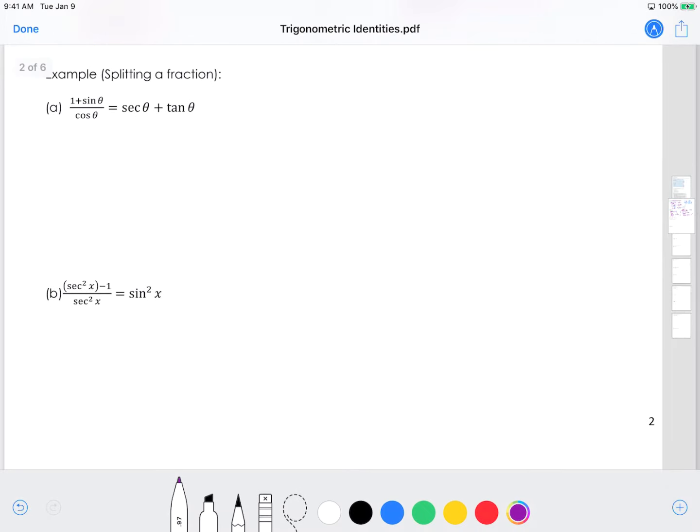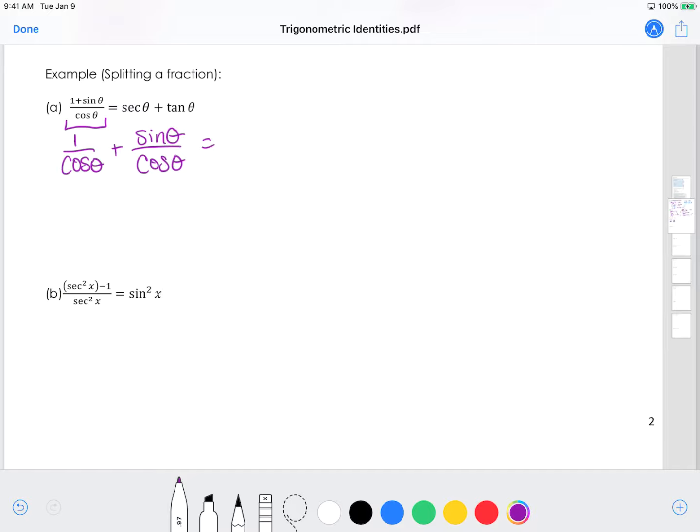Okay, the next technique is splitting up a fraction. So typically we have two fractions. We want to find a common denominator and add them together and combine them into one fraction. But one of our techniques is to take one fraction and break it into two fractions. So I'm going to take 1 plus sine theta over cosine theta and break it into two fractions and try to simplify it. So I'm going to rewrite this as 1 over cosine theta plus sine theta over cosine theta.